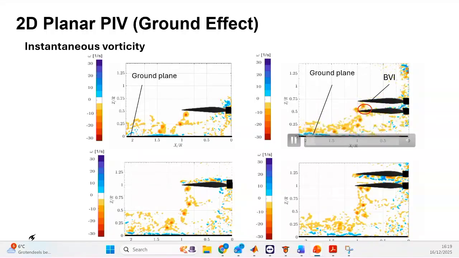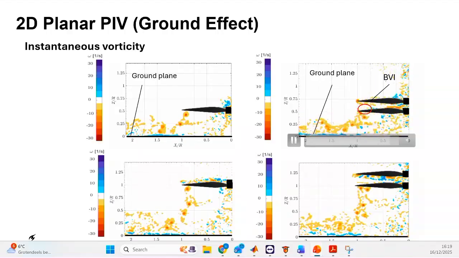This interaction appears when the tip vortices of the top rotor interact with the lower rotor. So this interaction causes a large fluctuation in the thrust, noise, and vibration. That's the reason we need to understand what is happening here and how it affects this vortex.